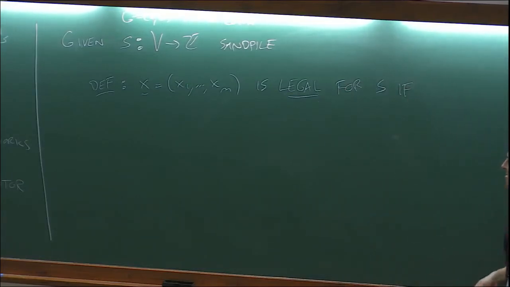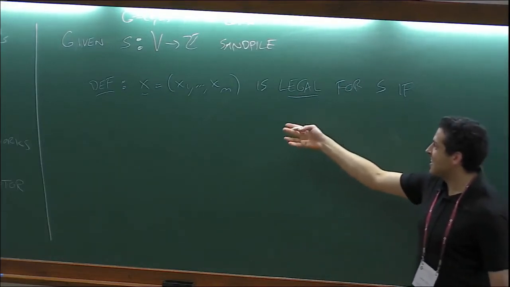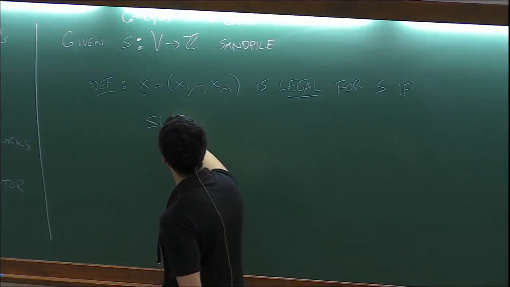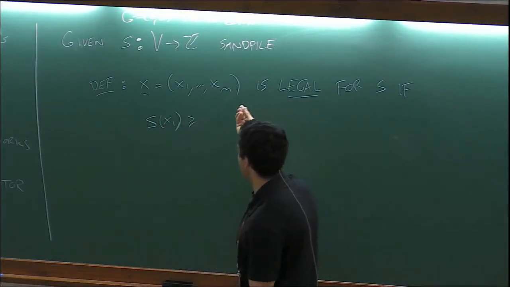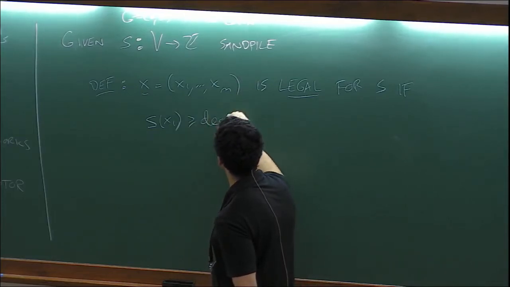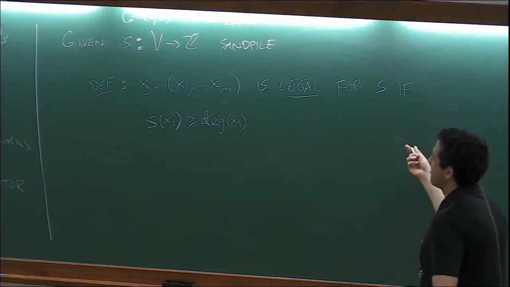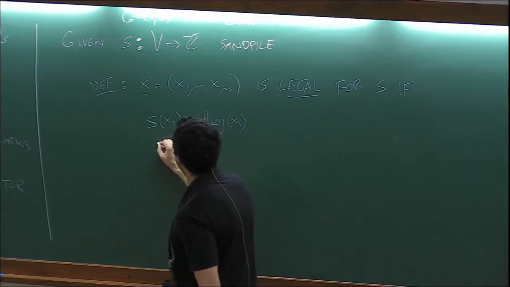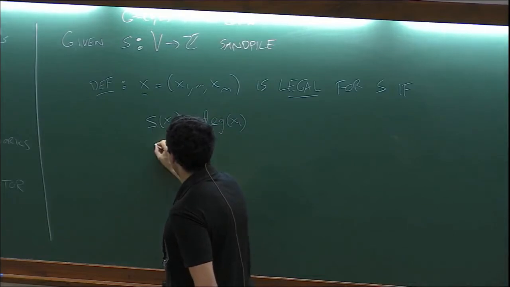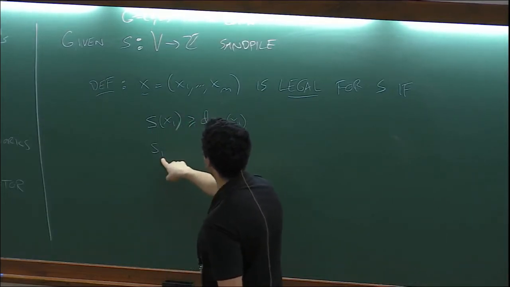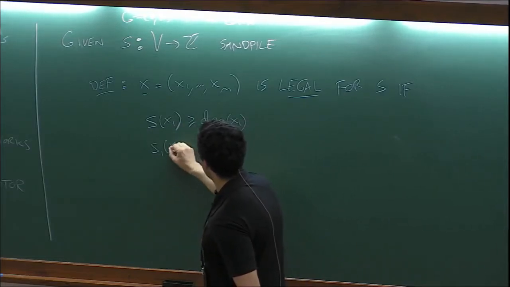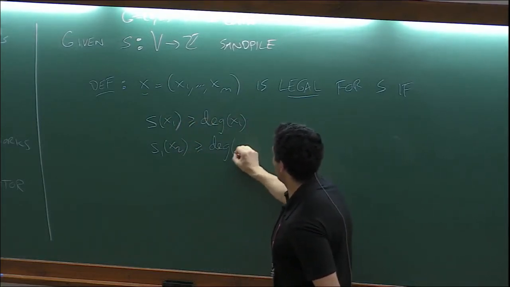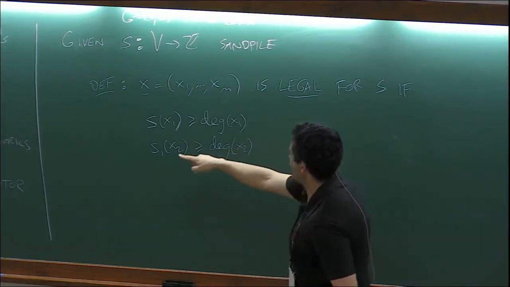what does it mean to be legal? It means I really have enough chips to actually carry out topplings in this order. First, I'm supposed to topple x1, and the sandpile is not supposed to topple unless it has at least degree of x1 chips. That's the first requirement. And then we move on to x2. Now we've changed the sandpile a little bit, so we have a new sandpile, I'll call it S1. It's the thing we get after toppling x1. We look at how many chips it has at x2, and to be legal, it had better be at least the degree of x2. And so on.